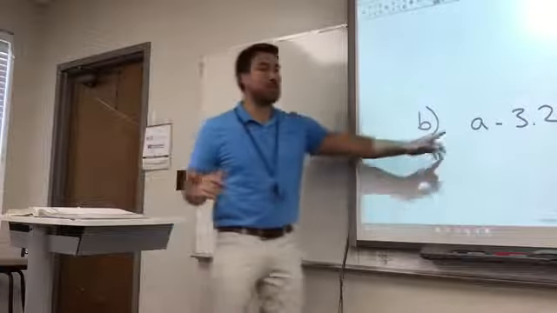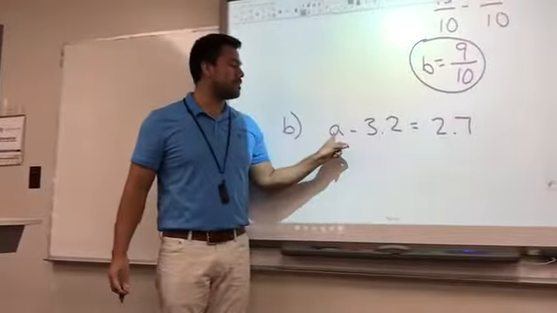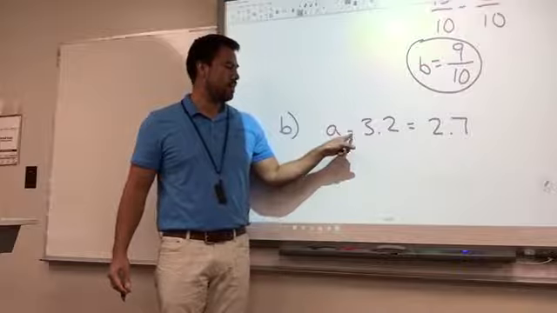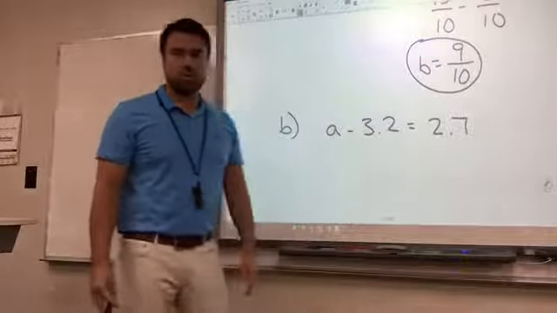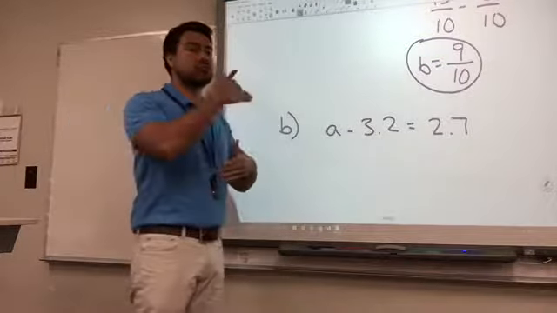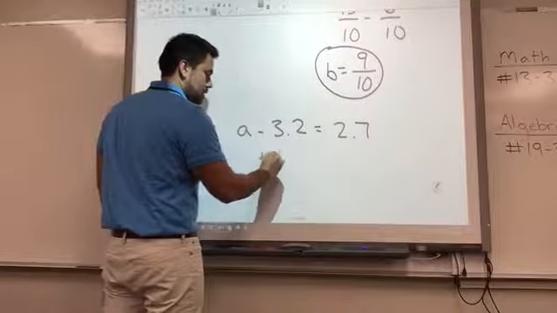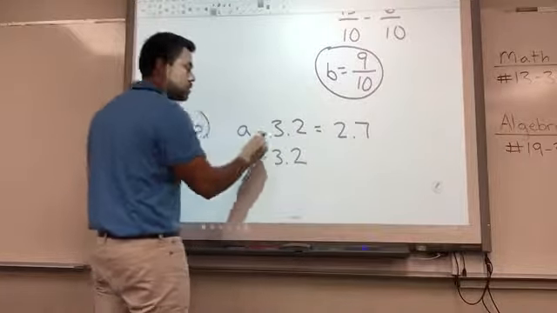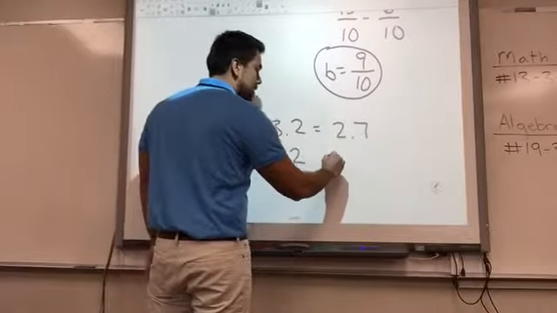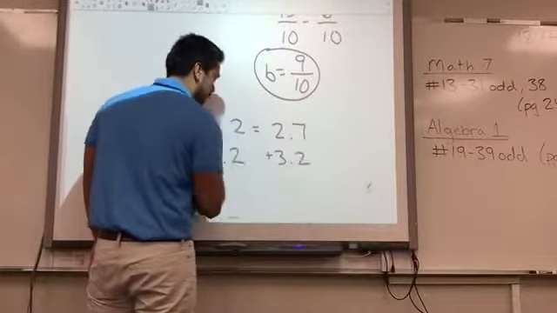All right, I look at the variable a. What's happening with a? It's being subtracted with 3.2. So what undoes that subtraction? Addition of 3.2. So 3.2 on both sides. I'm going to add 3.2 on both sides.